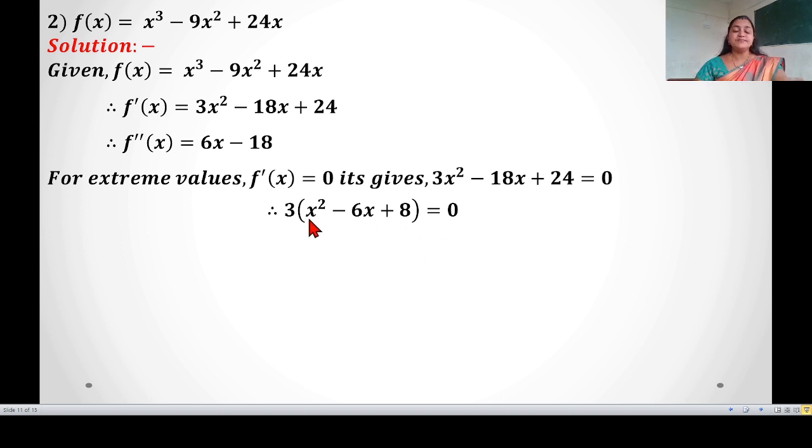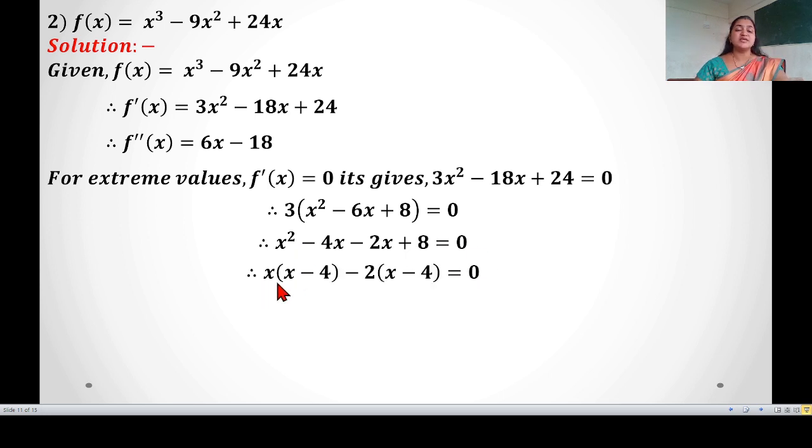Now find the factors of this equation. So find those two numbers whose multiplication is 8 and addition is minus 6. So x square minus 4x minus 2x plus 8 is equal to 0. Now in this term x is common, take it outside. So inside the bracket x minus 4. In this term minus 2 is common, take it outside. Inside the bracket x minus 4 is equal to 0. Now x minus 4 is common, take it outside. So therefore x minus 4 multiply x minus 2 is equal to 0. So this gives x is equal to 4 or x is equal to 2.